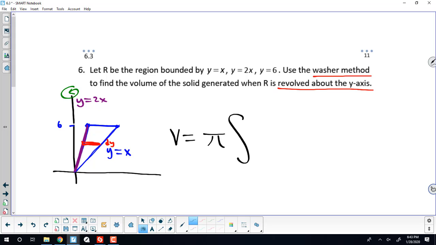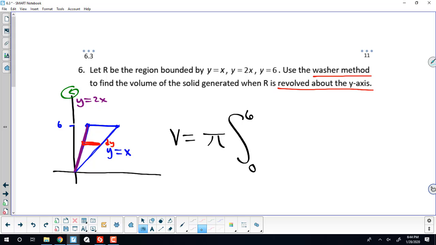So where would y range from? What would the bounds of our integral be in terms of y? 0 to 6, right? Y goes from 0 to 6. Then we need to compute the outer radius and square it, and the inner radius and square it. What would our outer radius be? Y squared? Is it x or y squared? It's got to be in terms of y, right?